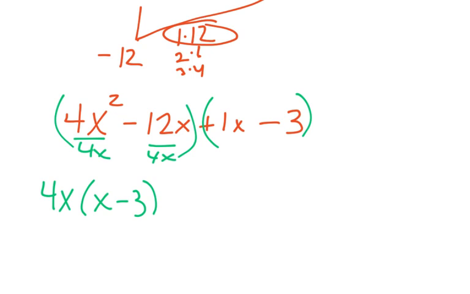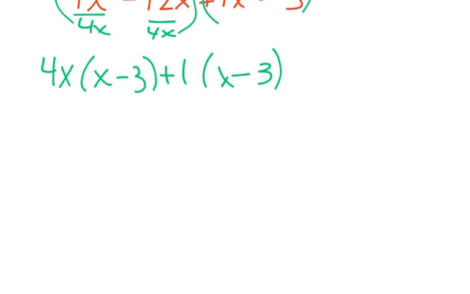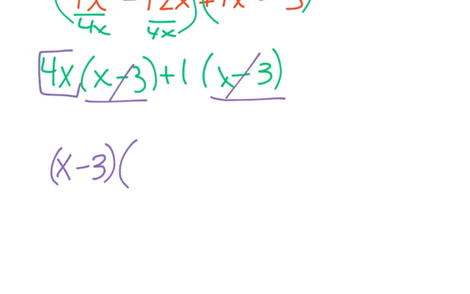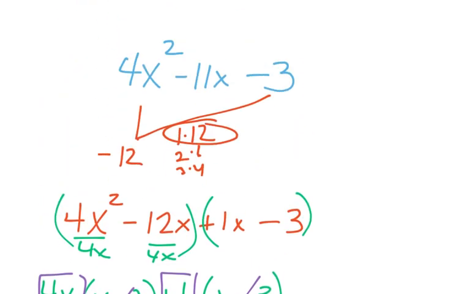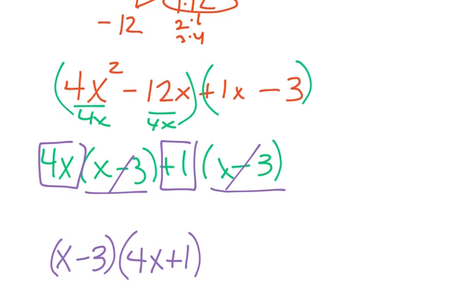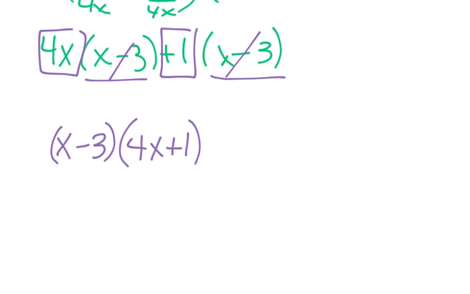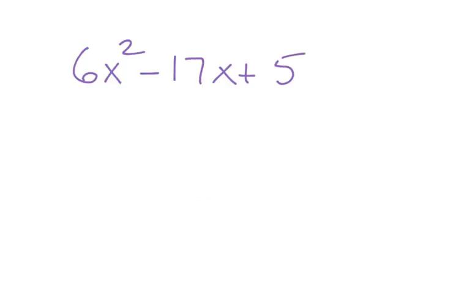This next one has nothing in common, so you can just pull out a 1. Okay. And now look at that. They are identical. They have to be identical again. So you pull that out. Cancel those out. And what's remaining is 4x plus 1. And that's what it factors to be. So if you know your multiplication facts, this is a very simple method. If you don't, it's going to be rough. But that is our factoring of that problem.